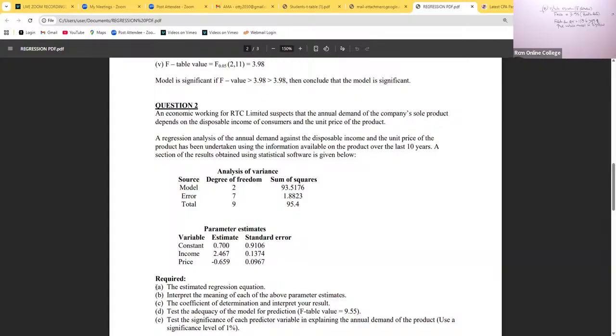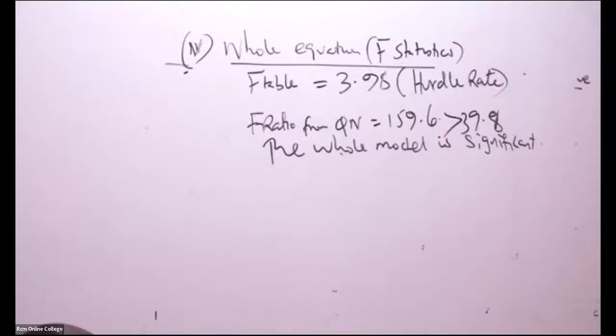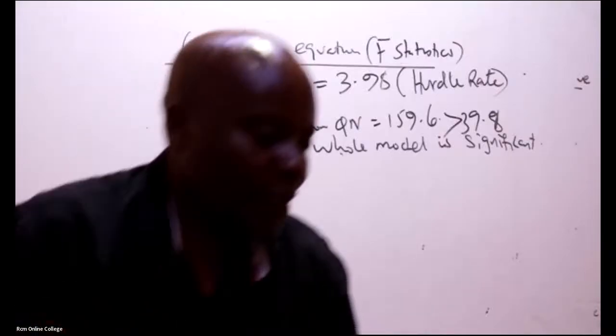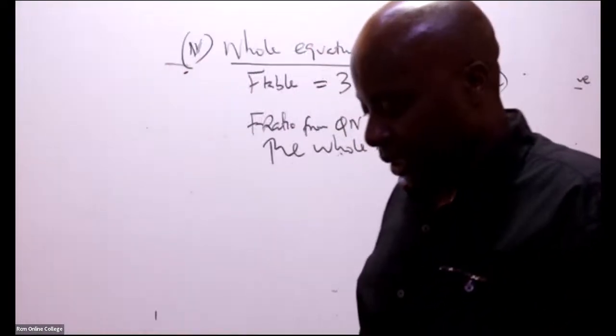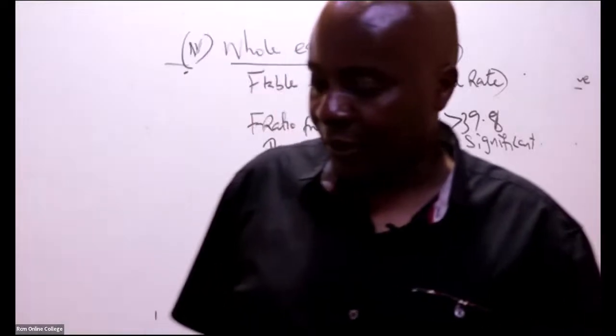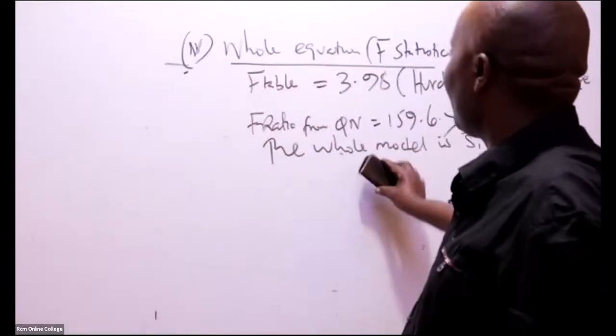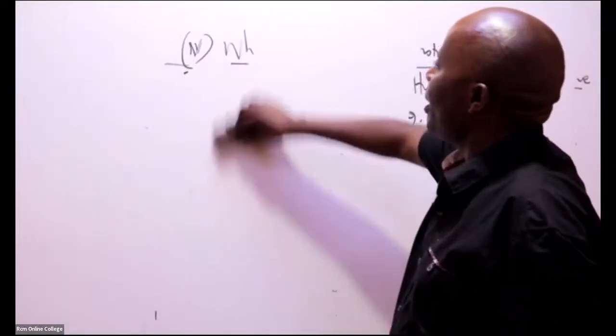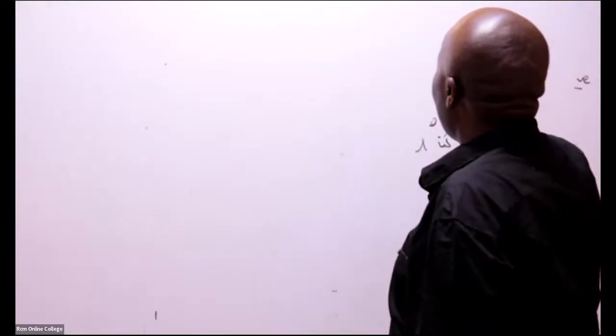Great. So you see, the estimated regression equation will come from these parameter estimates. You can see the constant is 0.7, you can see the income, then you have the price, so three of them. This is really easy. The regression parameters have been given.